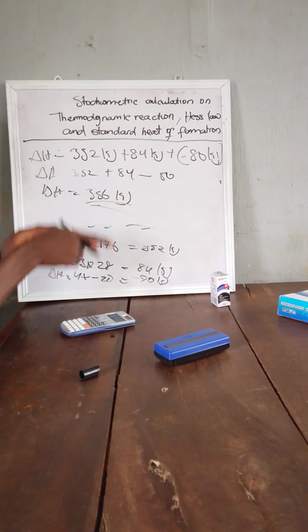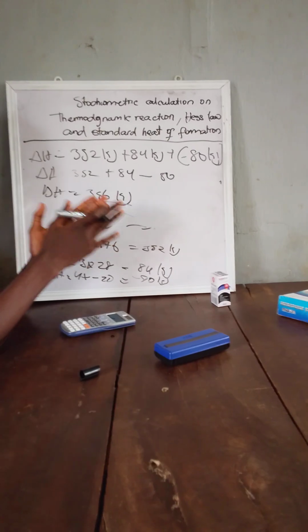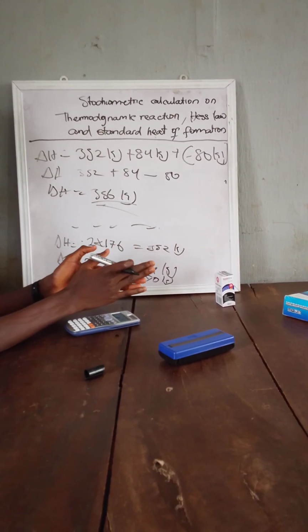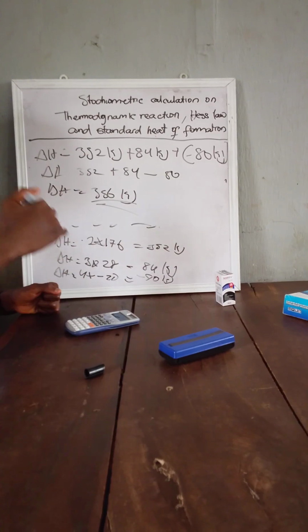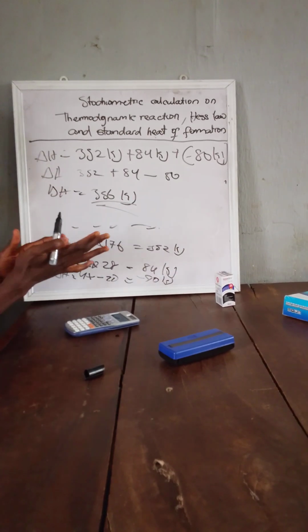So my delta H for that particular reaction is 356 kilojoules. So that's what Hess's law is trying to talk about. We are not really concerned about the steps, but we are only concerned about the addition or summation of the heat of reaction of each particular step.